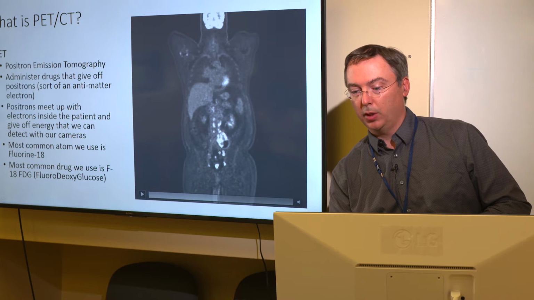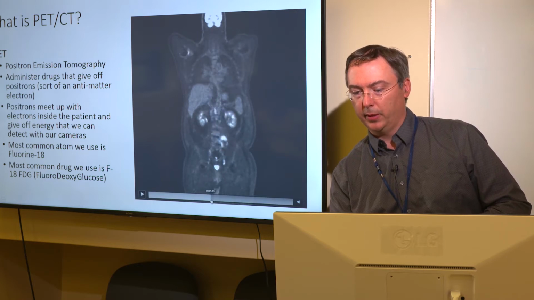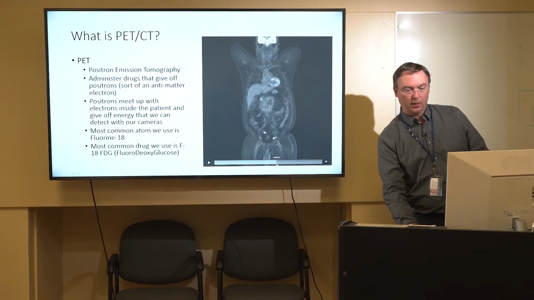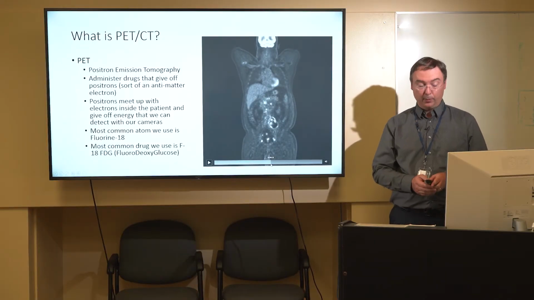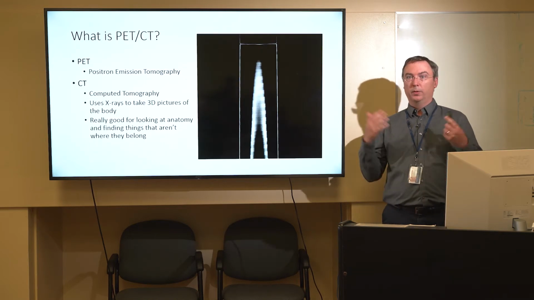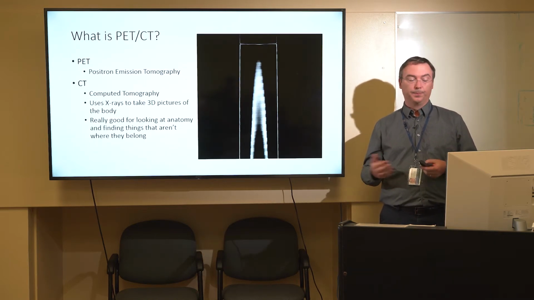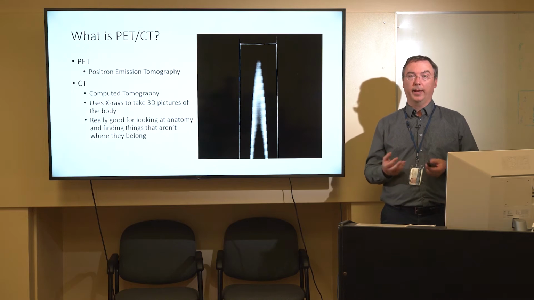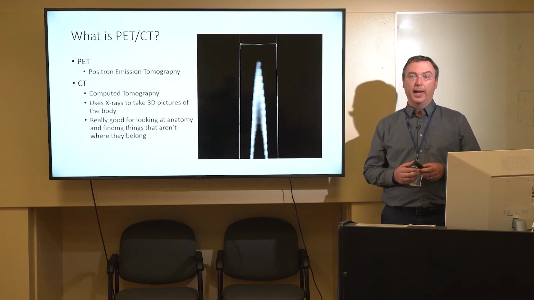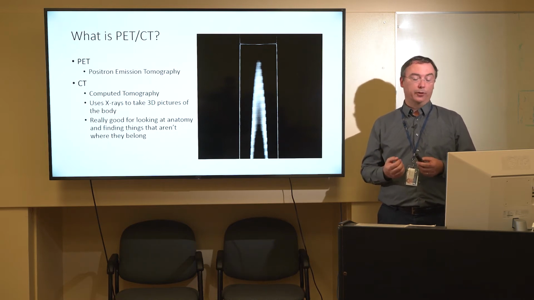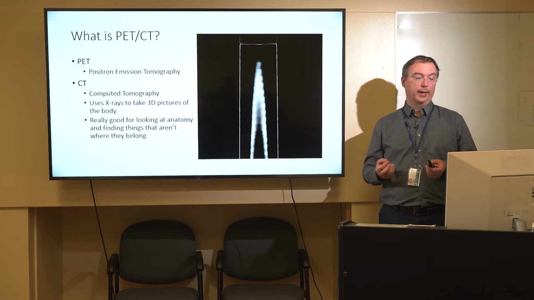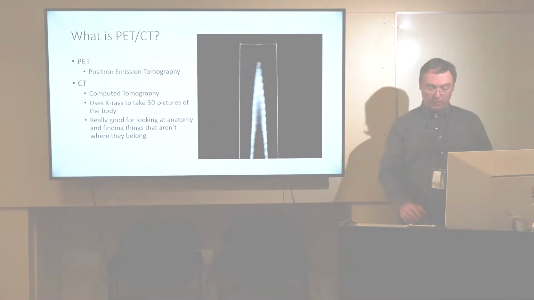This doesn't belong there. And we're seeing a few things around here, but it's a little bit hard to figure out exactly where they are, what structures they're in, whether or not those might be good or bad. So we move on to the CT part of the PET CT. What's that? That's computed tomography. We've had that technology around for quite a while, and it uses X-rays to take 3D images of the body. It's really, really good at looking at anatomy and finding things that aren't where they belong.